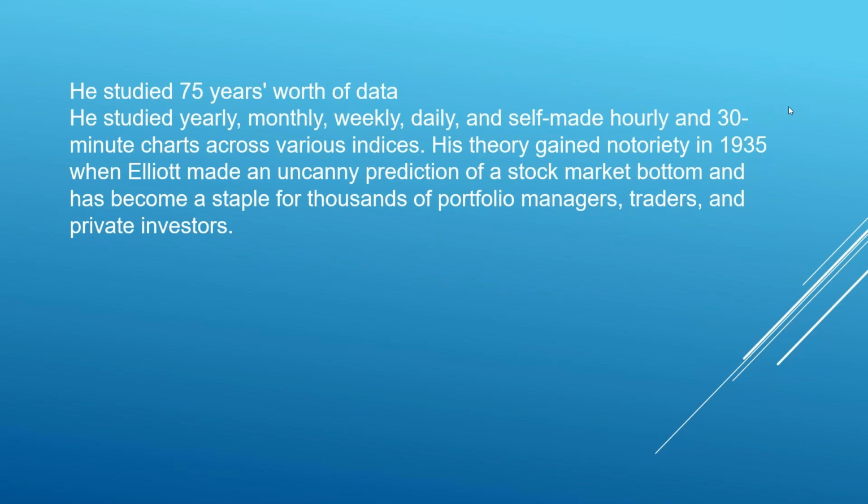So this is what happened in 1935. Elliott was able to predict that we were now having a bottom in the stock market. Back then there was no short selling, you had to buy. So you either buy or you just hold and wait. At this time, he said that this is the time to buy, and actually he was right, and the market rallied for a very long time.